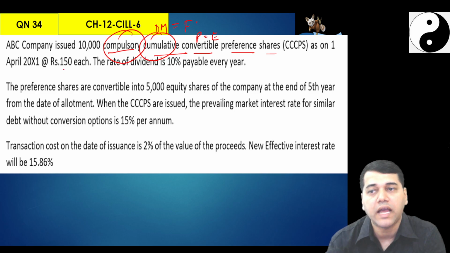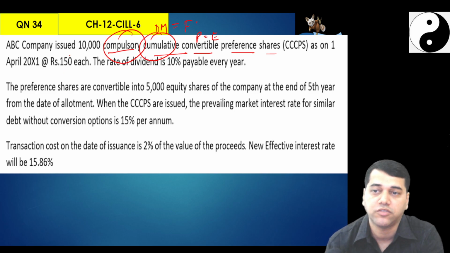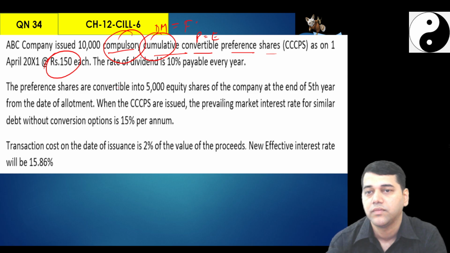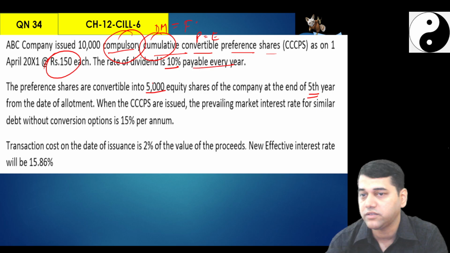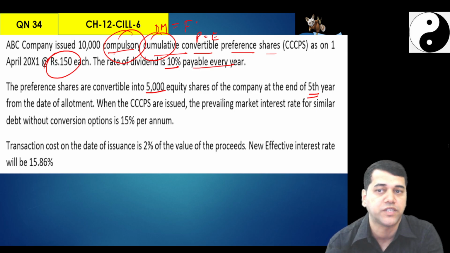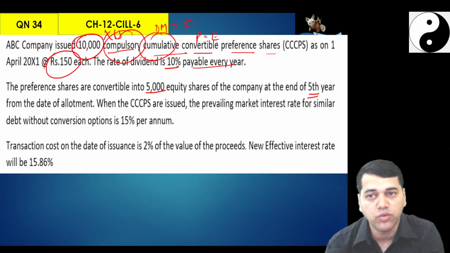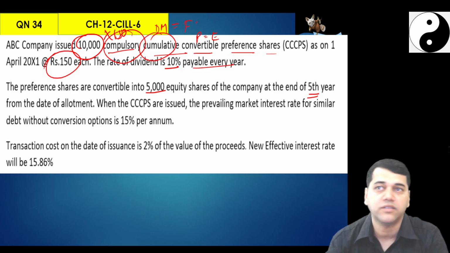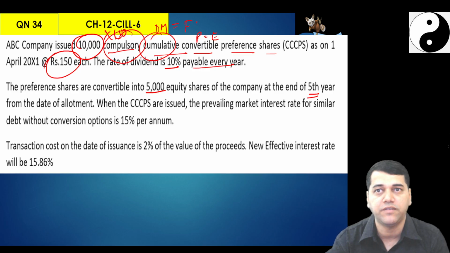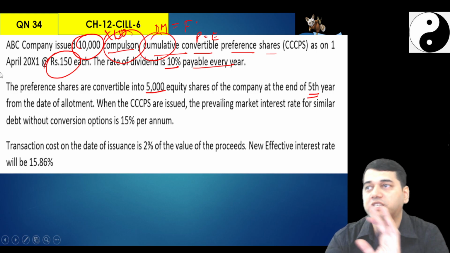Now, as on 1st April at 150 each, so this is the issue price. The rate of dividend is 10% payable every year. The preference shares are convertible into 5,000 equity shares at the end of the 5th year. Okay, so this is the case where it is passing the fixed for fixed test. 10,000 into 150 is the money I received. In return for this, I will pay you compulsory interest every year, but I will give you 5,000 fixed shares.